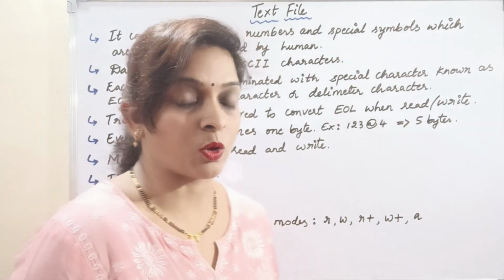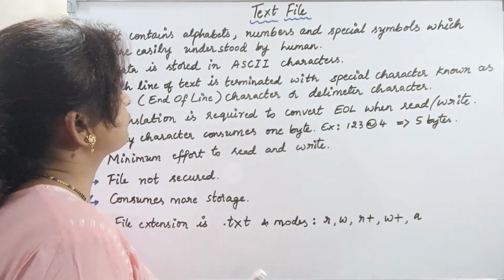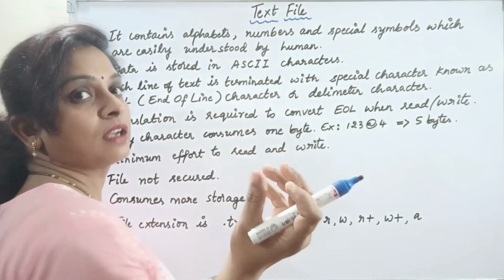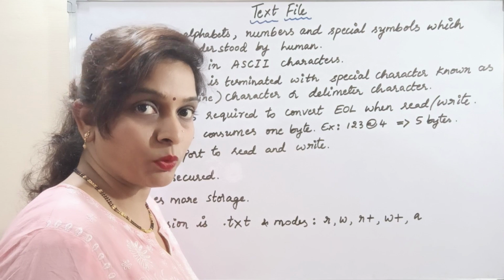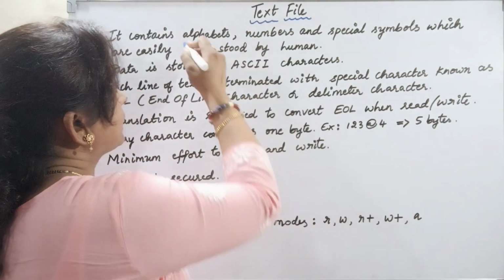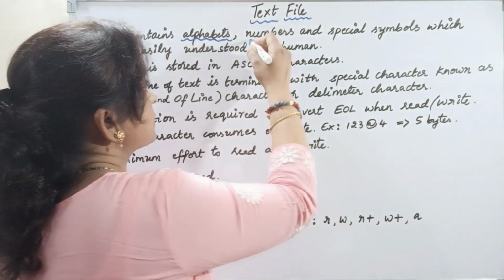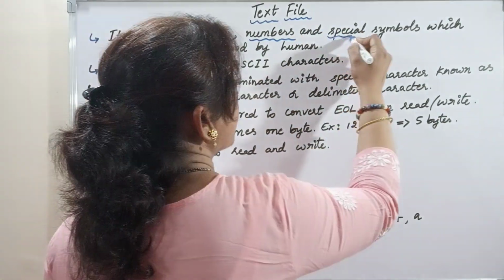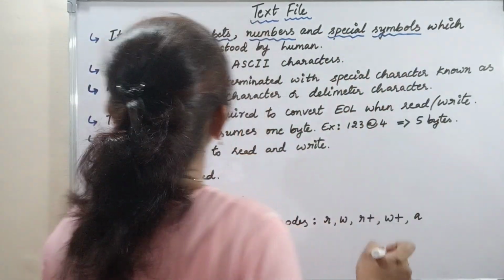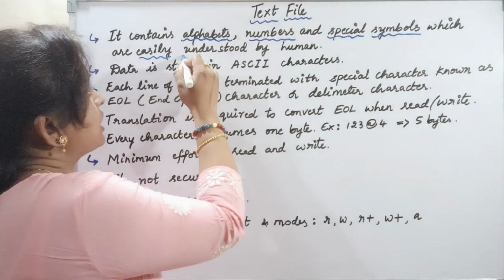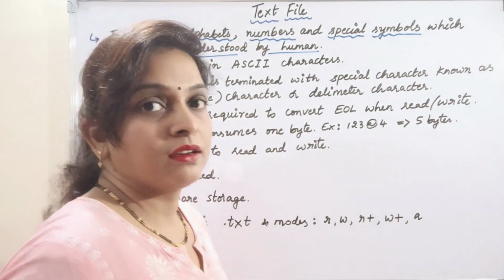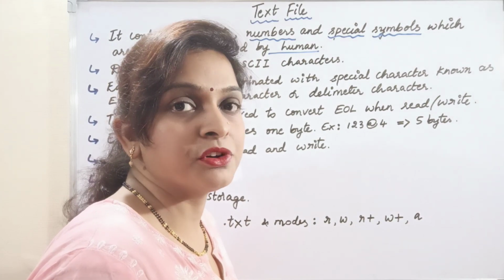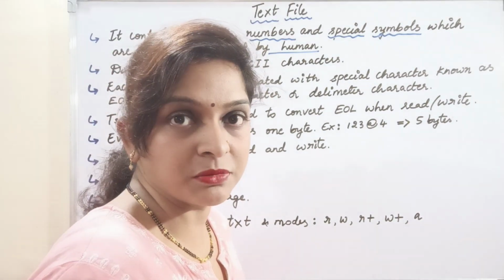So how actually this text file stores the data? Let us understand now. So text file contains what all content. We have seen the text file. We have opened the text file also while executing the programs. So it can contain alphabets, numbers, and also special symbols which are easily understood by humans. So we can easily understand the data which is in the form of numbers, characters, and special symbols.